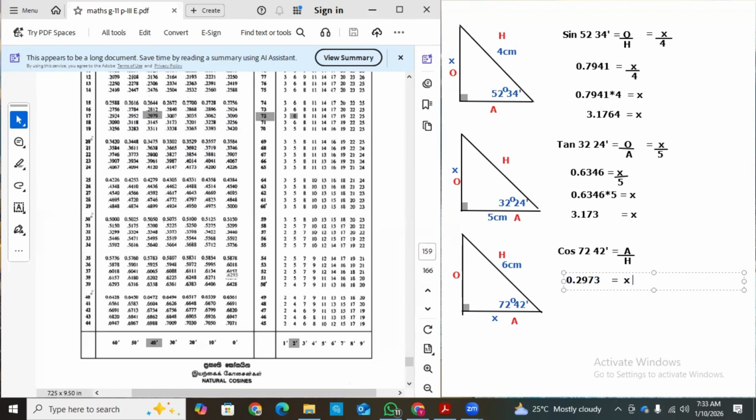And the A is X, and the bottom one, hypotenuse is 6. Okay, so now the division 6, if you send the other side, that will be multiplication 6. And we'll multiply them both, then we are getting the result as 1.7838. Done, and that's it.